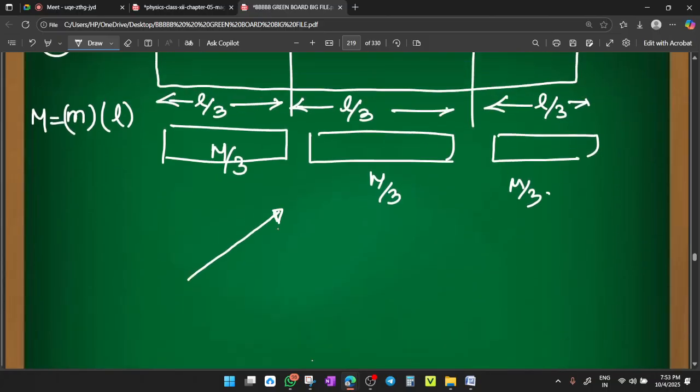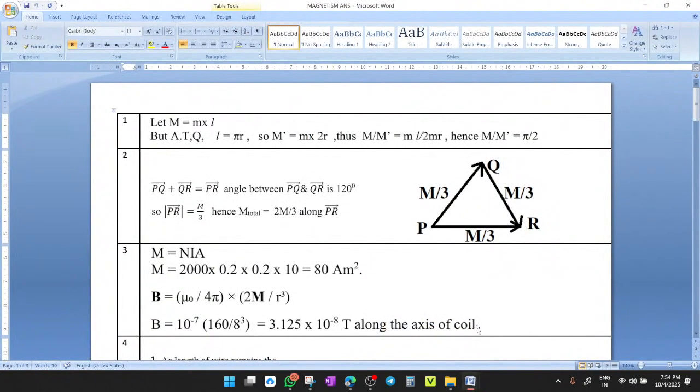Now I align the magnets like this. So this one is the magnet. Definitely there is an equilateral triangle, so the angles are 60, 60 and 60. Clear? Now the magnetic dipole moment is m by 3, m by 3. Here the magnitude equals m by 3, and here the magnitude equals m by 3. Now find the resultant of these two vectors.